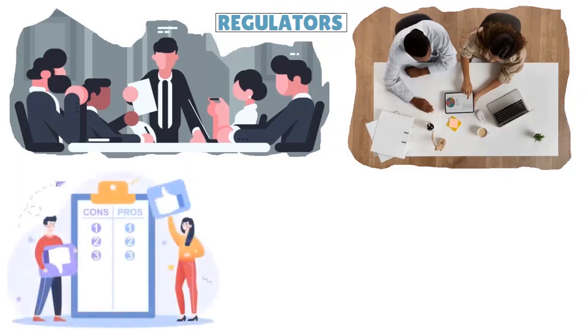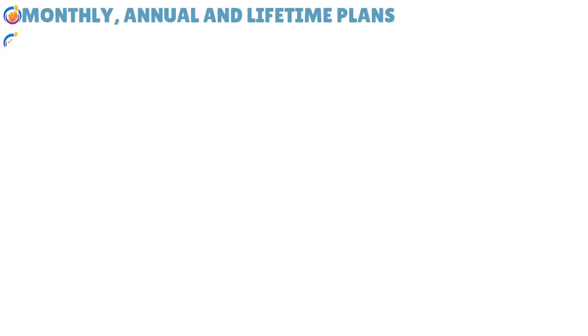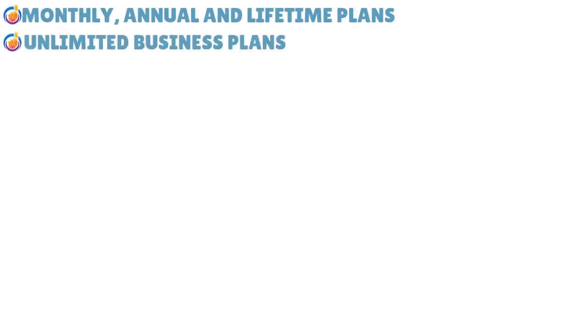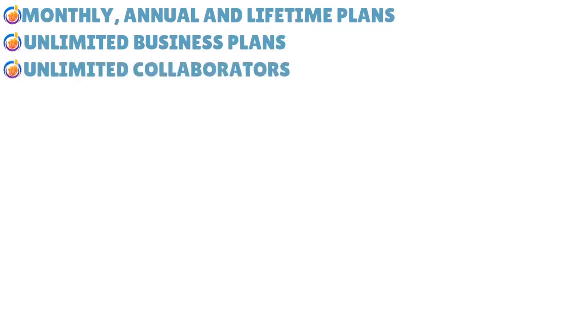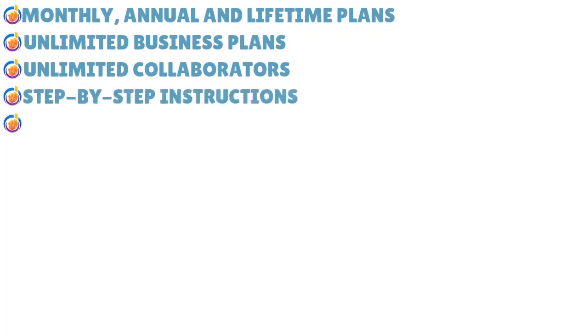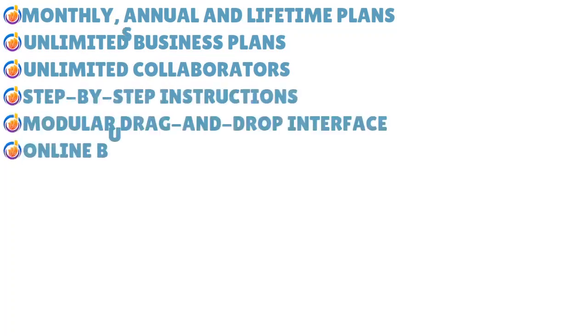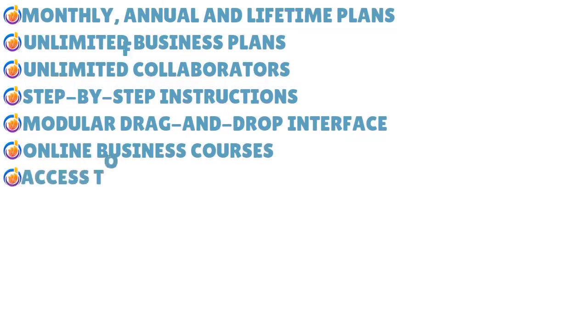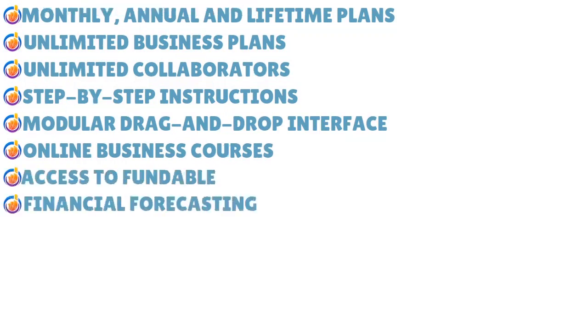I want to quickly go through the pros and cons of BizPlan here. So first, the pros: you have monthly, annual, and lifetime plans. You have unlimited business plans also. This is really cool. And we're talking here about all kinds of business plans though. You have unlimited collaborators. This is really cool. You have step-by-step instructions. You have a modular drag and drop interface. You have online business courses. And you have access to Fundable and financial forecasting. So this is really cool when you really think about it.